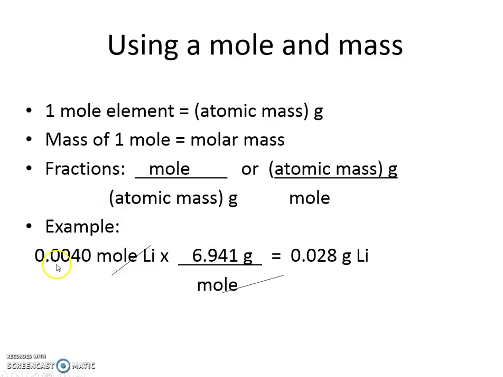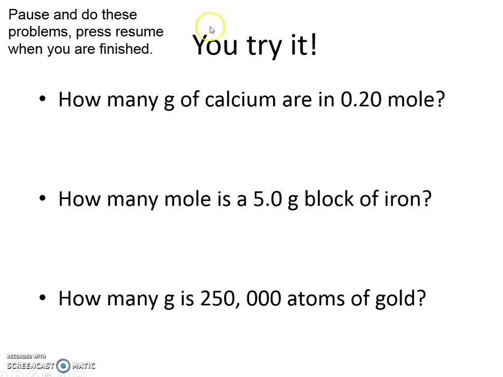Here's an example. I have 0.0040 moles of lithium. I can go from mole to gram by looking up the atomic mass of lithium. So that goes with gram. I multiply through and I get a mass of lithium. So from this mass, I can say I have a certain number of moles of lithium, which can then tell me how many molecules or atoms I might have. Go ahead and try these problems on your own, and then resume after you've tried them.